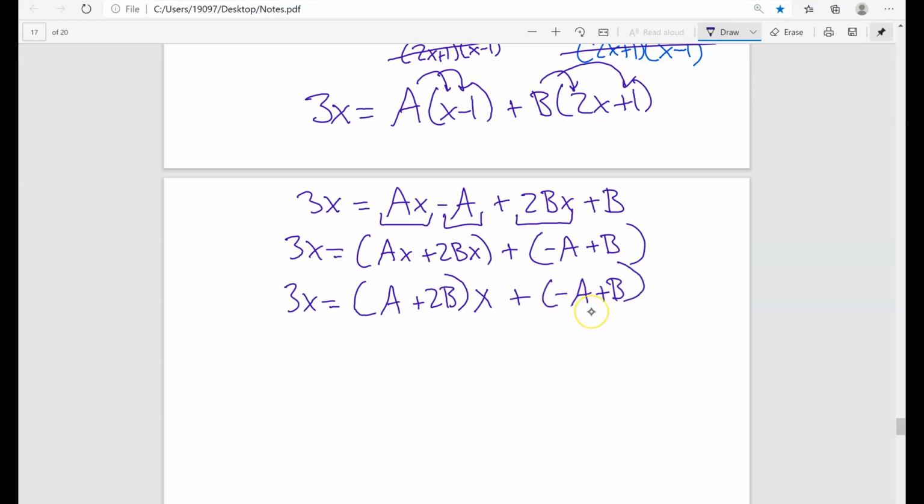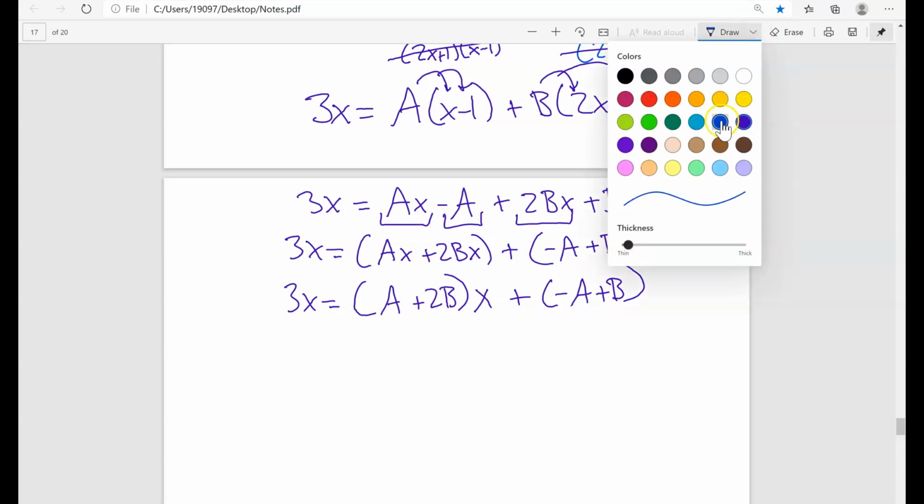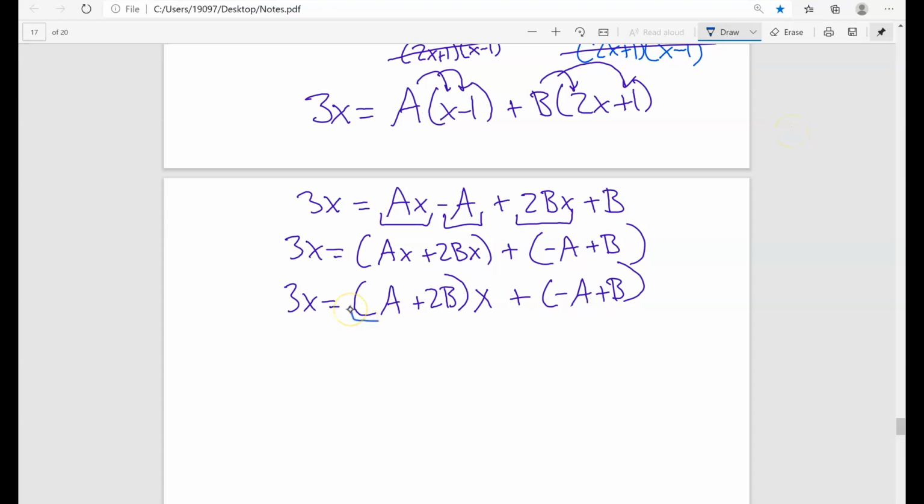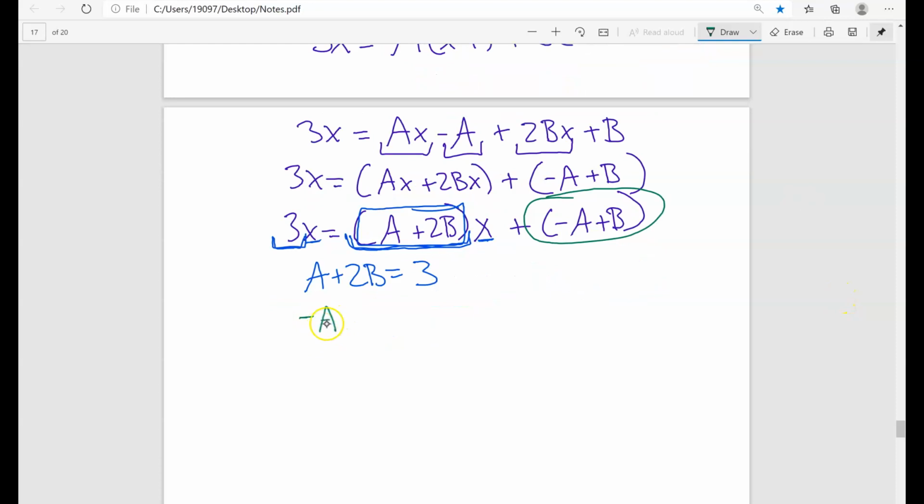And now I'm going to look at both sides. Because this is an identity, this is equal to each other, that means that everything, this is just a number, right? Everything in front of this x should equal everything that's in front of this x. So that means that this A + 2B is equal to what? It's equal to this 3. Okay, and what else does that tell you? It also tells you that this part that doesn't have any x's is equal to whatever doesn't have anything on the other side. Well, there's a 0. So that means that this part, -A + B, is equal to 0.